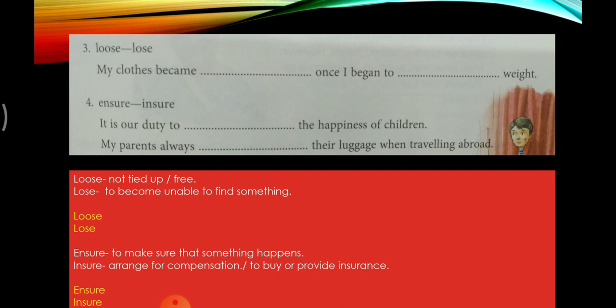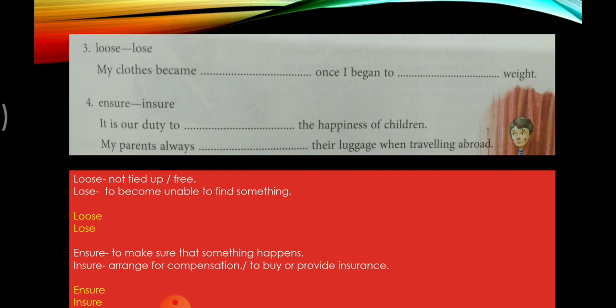My clothes became dash once I began to dash weight. So, here the answers will be, the first one: my clothes became loose, L-O-O-S-E. Yes, when we become thin, our clothes get loose. That is L-O-O-S-E. Once I began to lose weight, that is L-O-S-E, lose weight. Unable to find the weight. Where did my fat go?